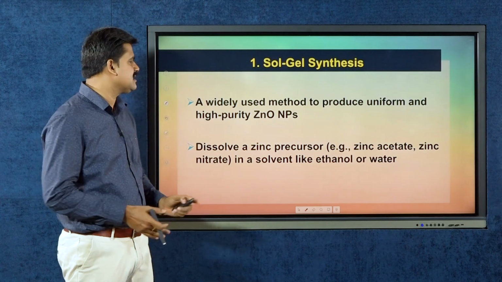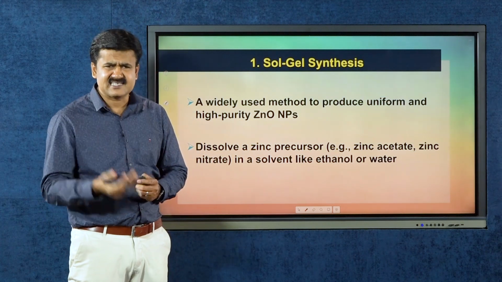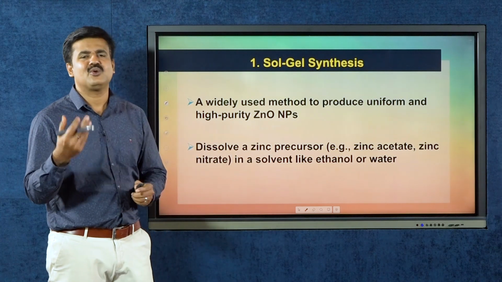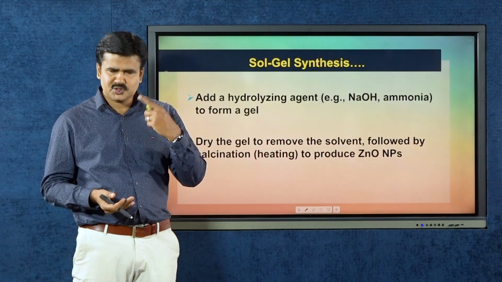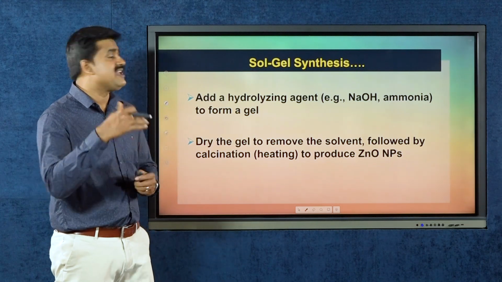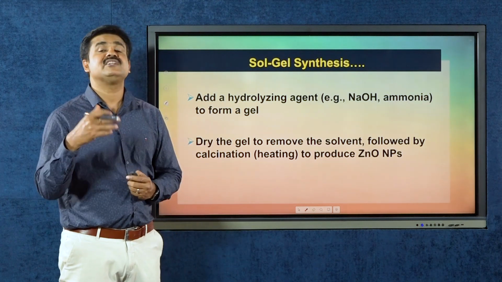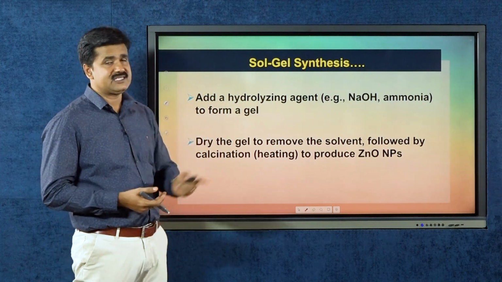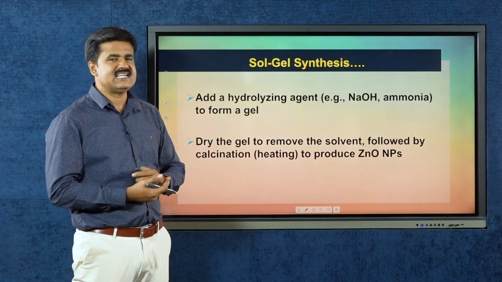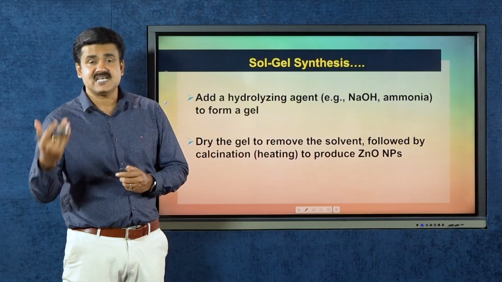And in this procedure, we are dissolving a zinc precursor, that is a zinc salt like zinc acetate, zinc nitrate, etc., in a suitable solvent like ethanol or water. And to this salt solution in water or alcohol, we are adding a hydrolyzing agent, a reagent which is capable of donating OH minus ion, preferably NaOH, ammonia, NH4OH, etc. Addition of this hydrolyzing agent generates a gel. So, the solution is converted to gel now.